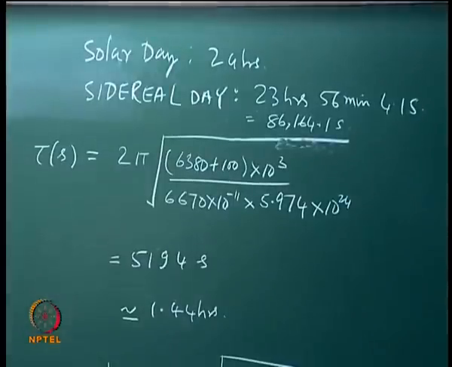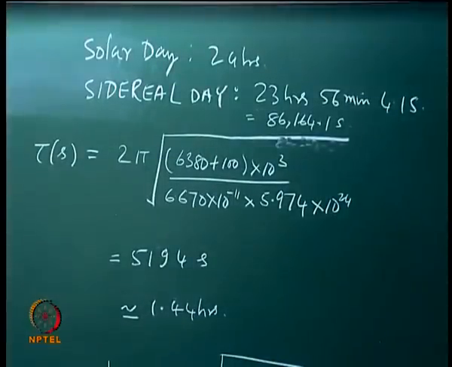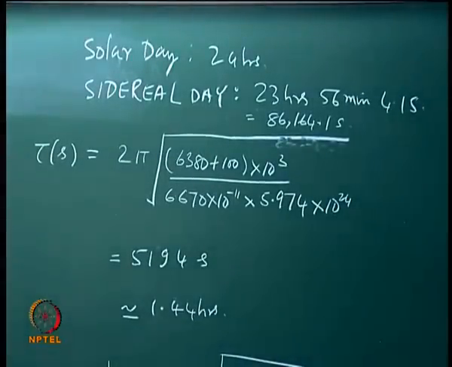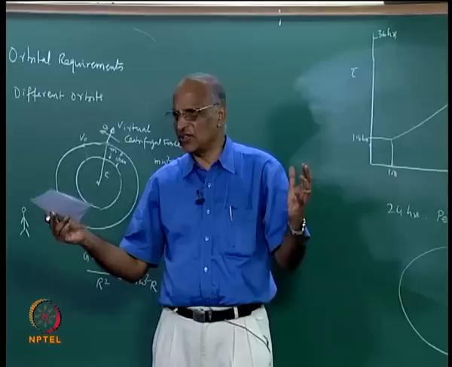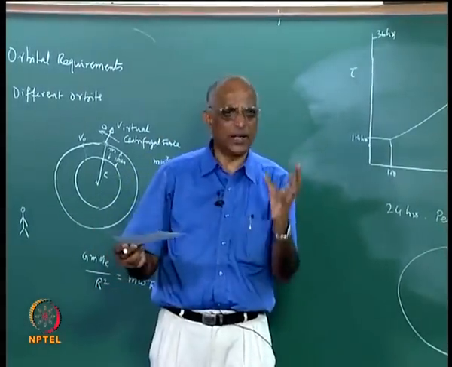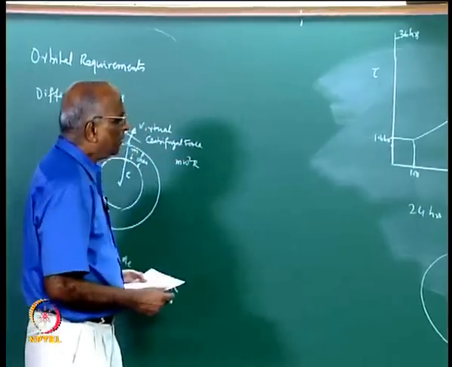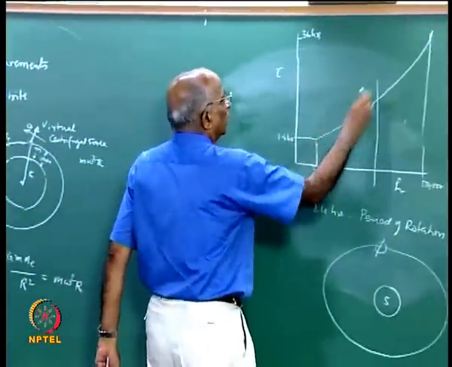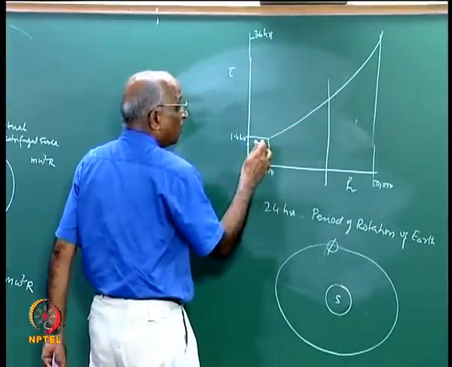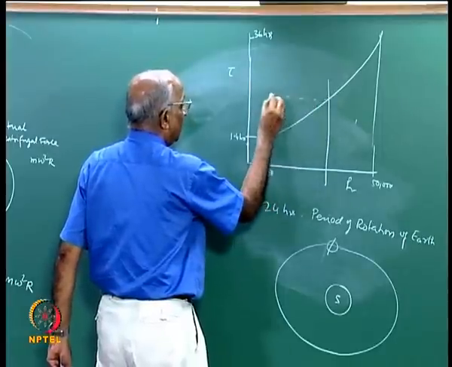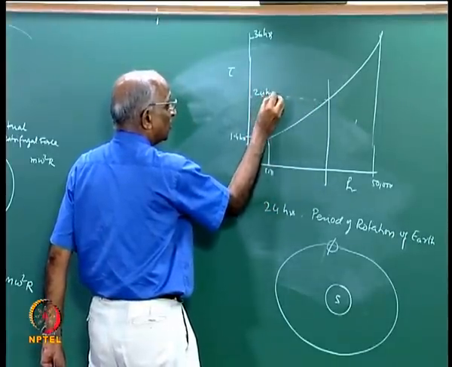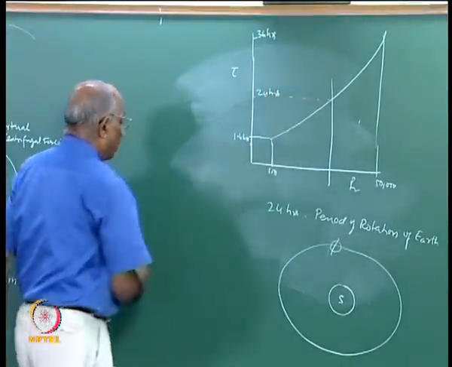I do not think we are going to get into that depth of trying to find out the difference between a solar day and a sidereal day, and we will assume that the earth rotates once in 24 hours. Having said that, somewhere in between 36 hours and 1.4 hours, we will find that you have 24 hours, and at this point what is going to happen?